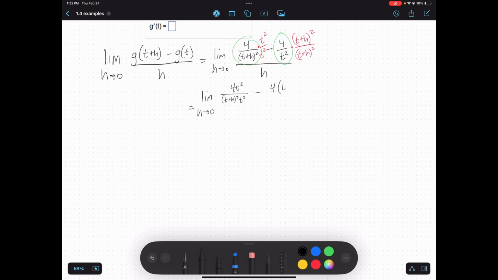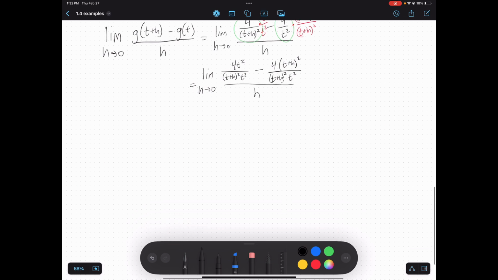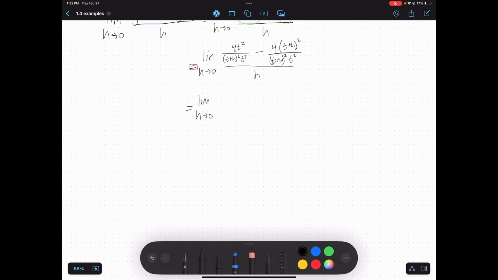And then this other fraction, I get 4 times t plus h squared over t plus h squared times t squared. So I now have a common denominator, and I can combine these fractions into one fraction. So that gives me 4t squared minus 4 times t plus h squared all over this common denominator of t plus h squared times t squared. And of course, that's all still over h.